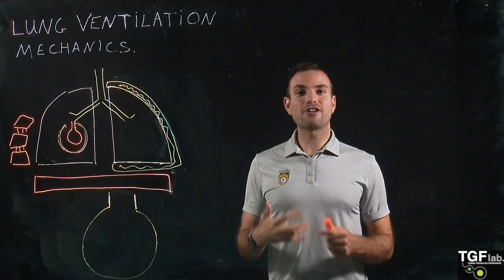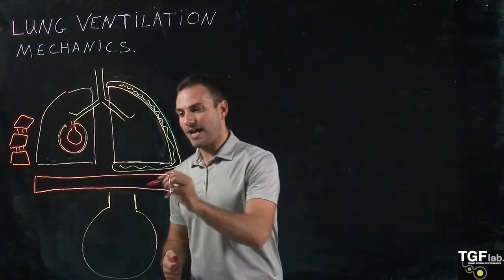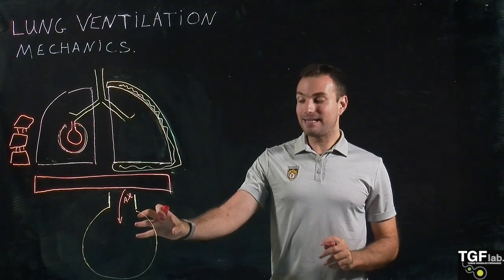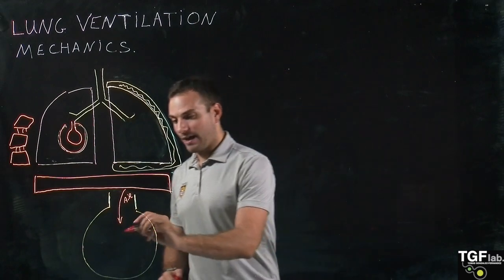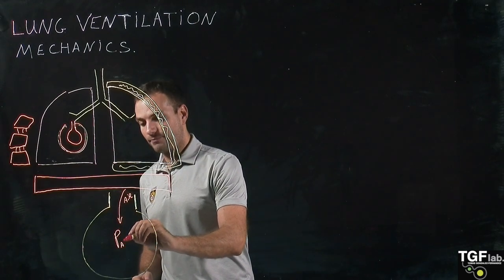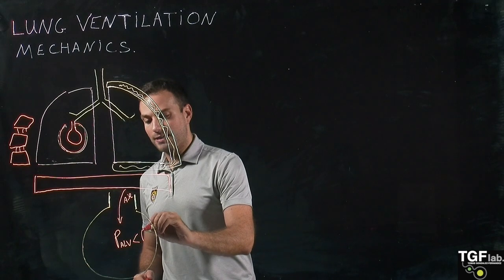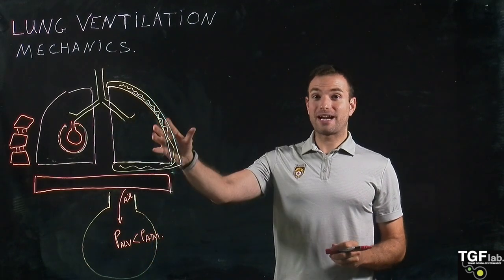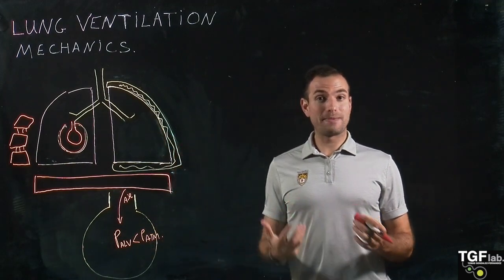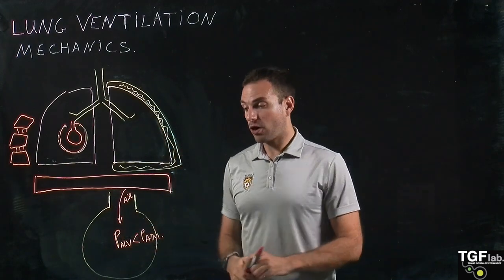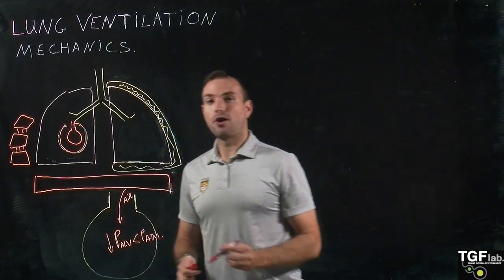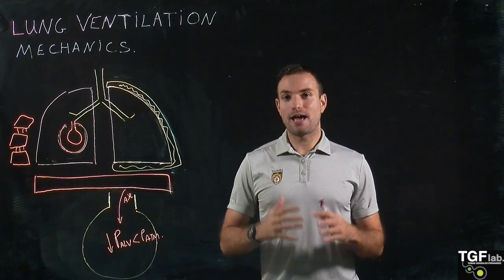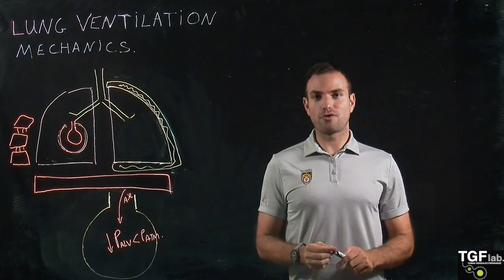But in order for the air exchange to happen, we need the atmospheric air to enter inside the alveoli. And this is only going to be possible if the pressure in the alveoli is lower than the pressure in the atmosphere. So in order for the atmospheric air to enter the alveoli and perform this gas exchange, we need to lower the pressure inside the alveoli below the pressure in the atmosphere. And this is achieved through different mechanisms. So today we are going to focus on that.